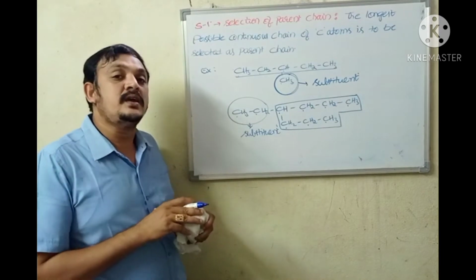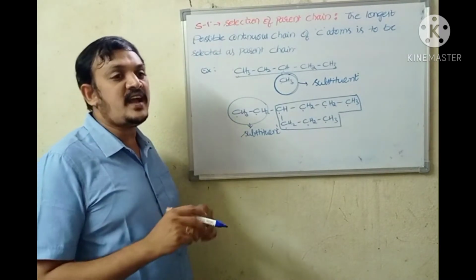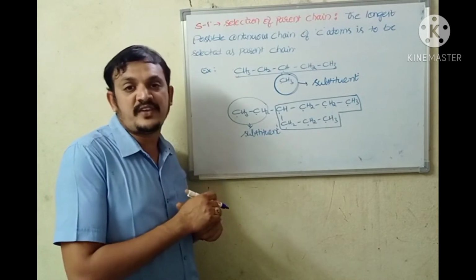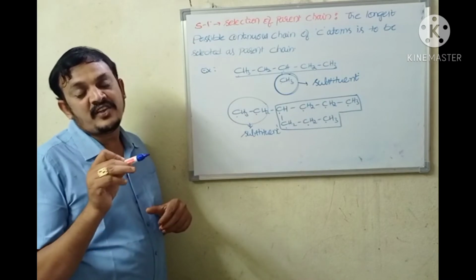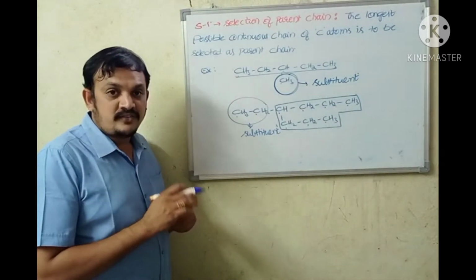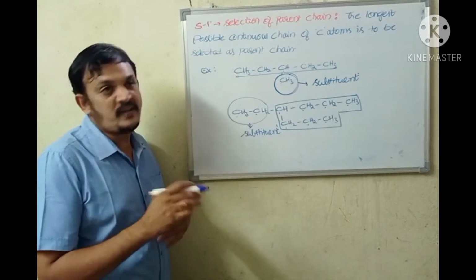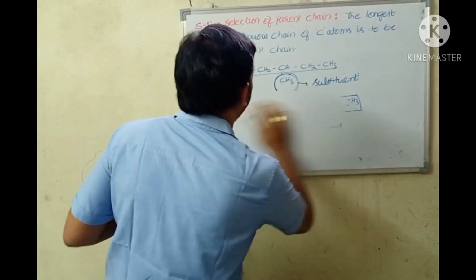Second rule, if in a compound 2 or more than 2 substituents are there, you should number the carbon atoms in the parent chain in such a way that the sum of the locants must be lowest. Sum of the locants must be lowest. By following these two, we'll be numbering the carbon atoms in the parent chain.